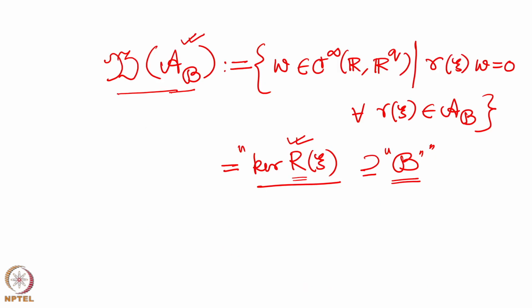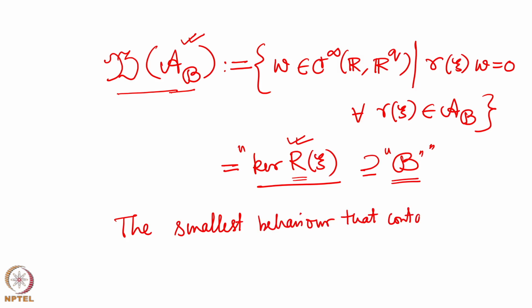Well, that in fact tells us that when we have this containment, this behavior in fact is the smallest behavior that contains B. Lovely, isn't it? Well, if that is so, that actually is good for us, because why?